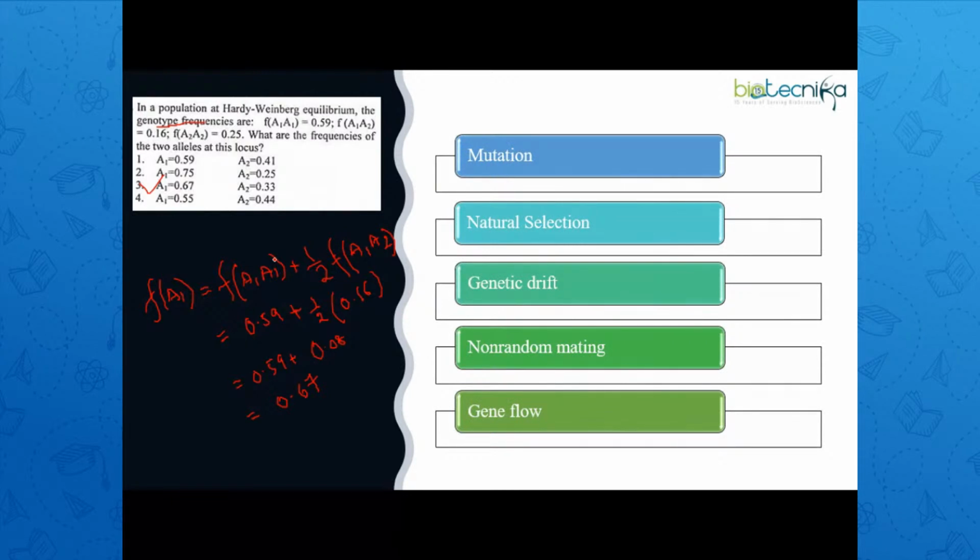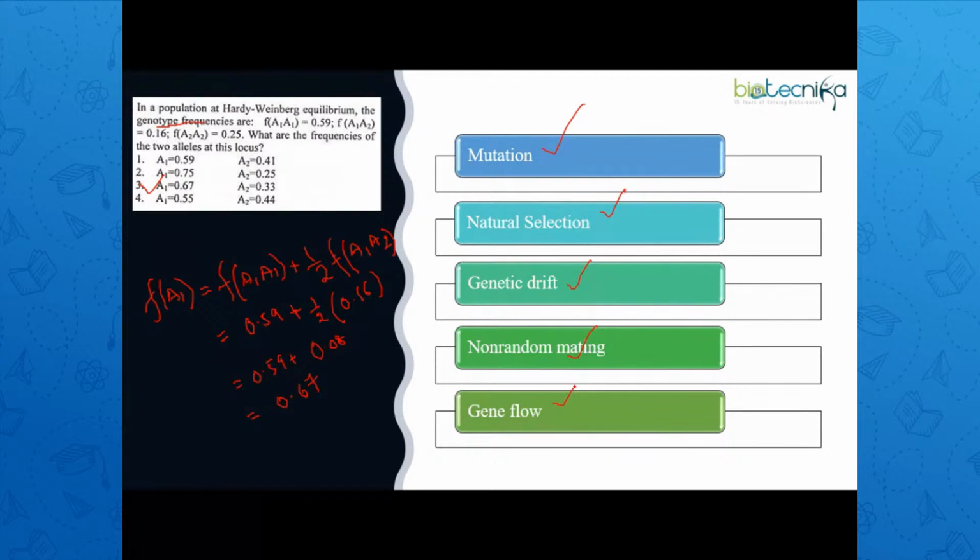So now, in a population, your genotypic frequency and your allele frequency will actually change over time, isn't it? Why will it change over time? Because a population is subjected to mutation, it is subjected to natural selection, it is subjected to genetic drift, to non-random mating and gene flow.